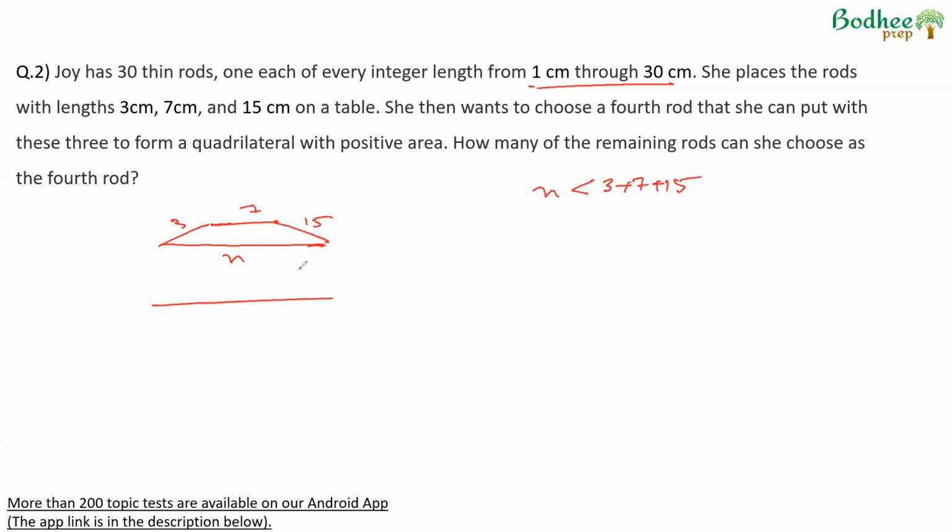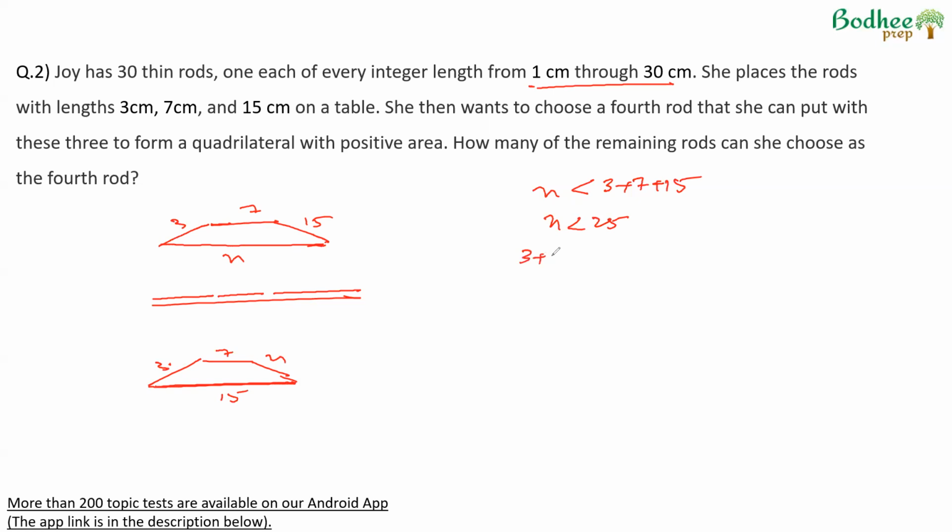Because if n is equal to 3 plus 7 plus 15, then these rods can be kept straight on n without creating any area. So like in a triangle, the sum of two sides is greater than the third side, in a quadrilateral the sum of three sides has to be greater than the fourth side. Similarly, if we keep 15 as the base, then 3, 7 and n have to have a length which is greater than 15. And therefore, from here we say n has to be less than 25.